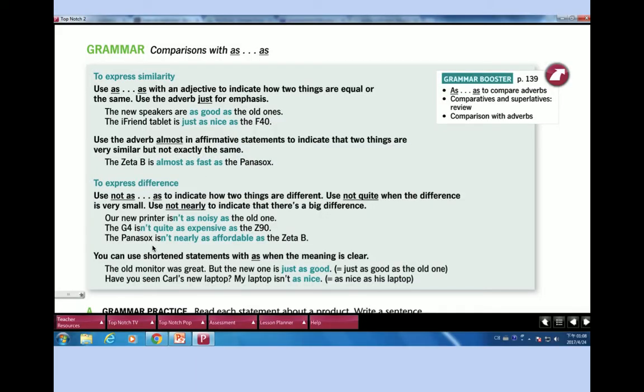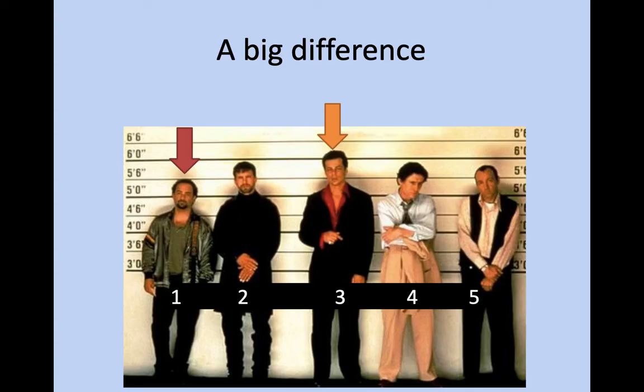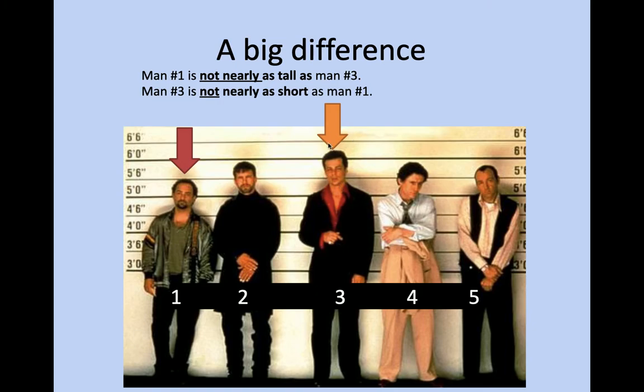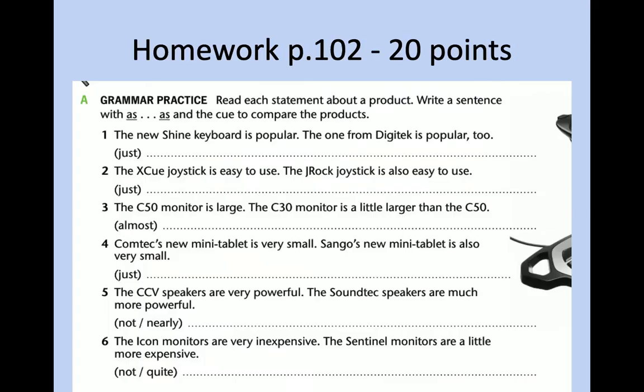If it's a big difference, it's isn't nearly. So here's a big difference. Look at how this is quite a bit different. So we say man number 1 is not nearly as tall as man number 3. Or we could say man number 3 is not nearly as short as man number 1.